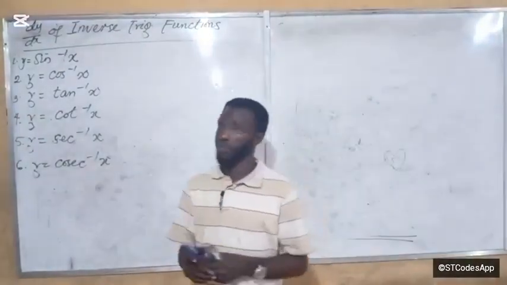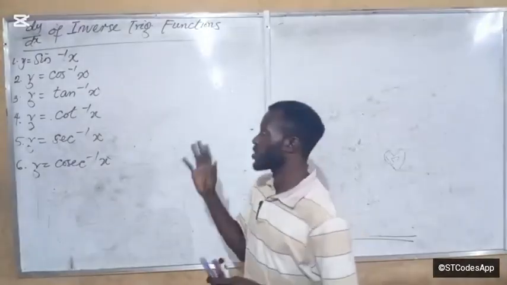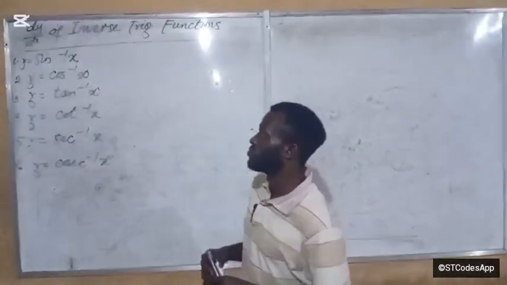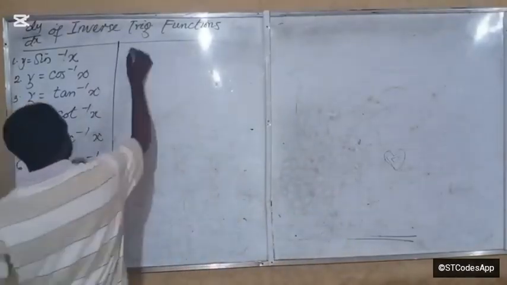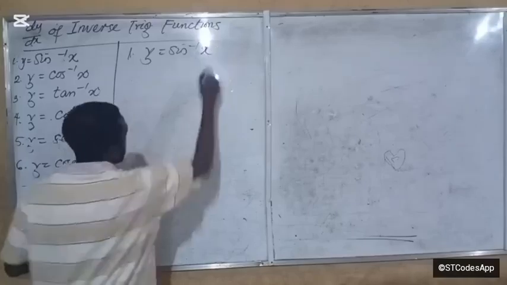Okay, so let me show you the first method for sine. I might not do both methods for each case, so I might just do one method for the rest. But let me show you the two methods using the first question. The first question says that we should differentiate y equal to sine inverse of x.